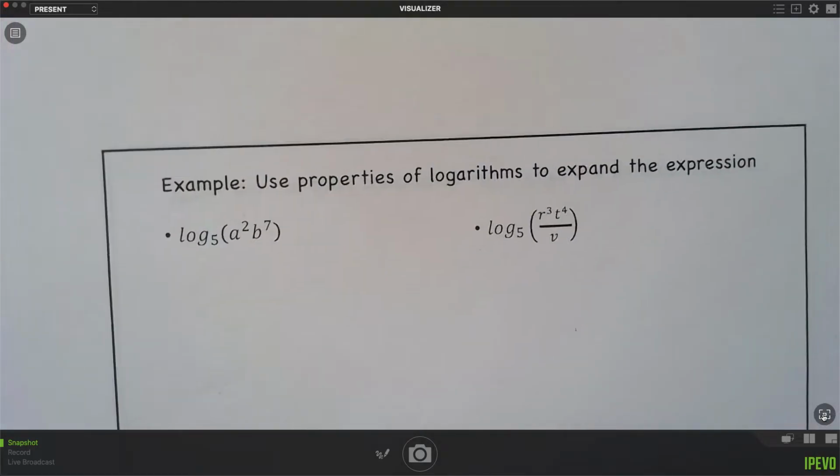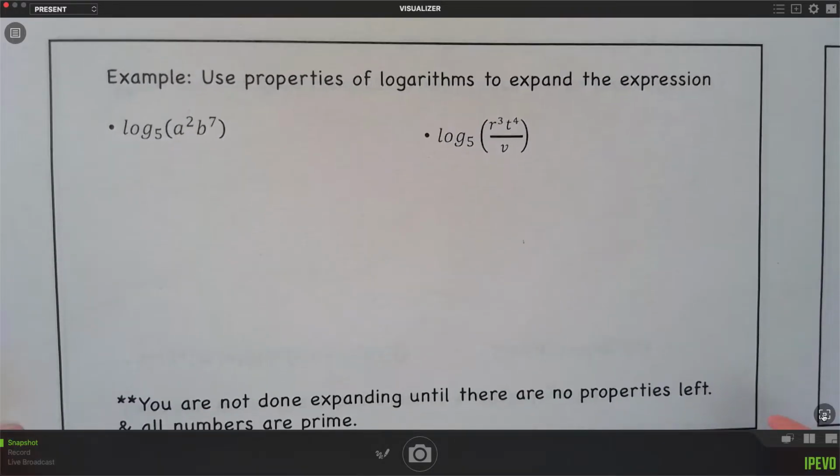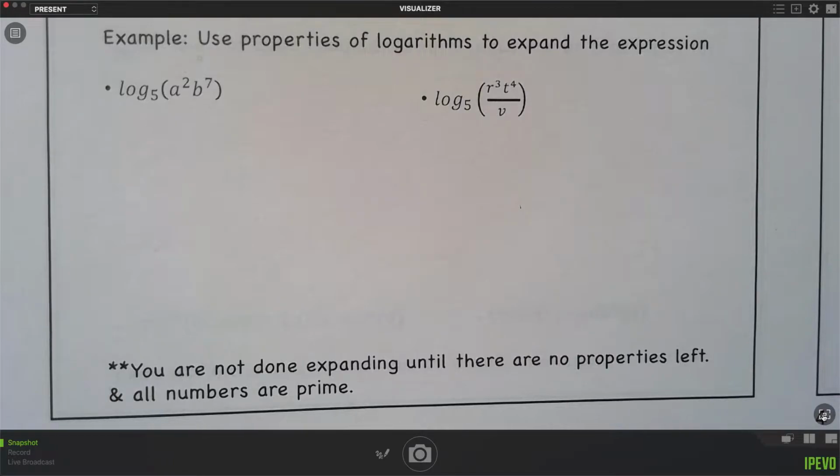Before we start this, I want you to make a note. You are not done expanding until there are no properties left and all numbers are prime. So your quest on Friday, you're not done until what? No properties left and all numbers are prime. If we had log base 3 of 10, that wasn't prime, so we had to keep going.